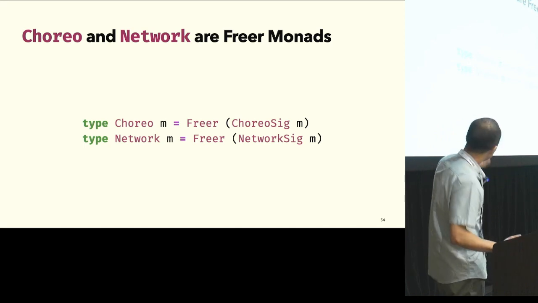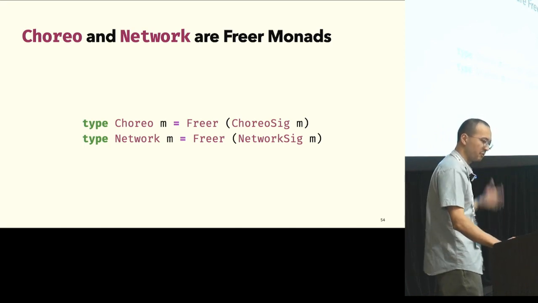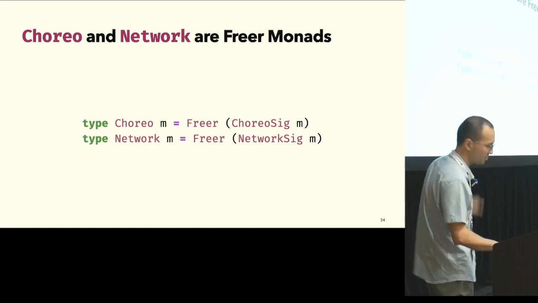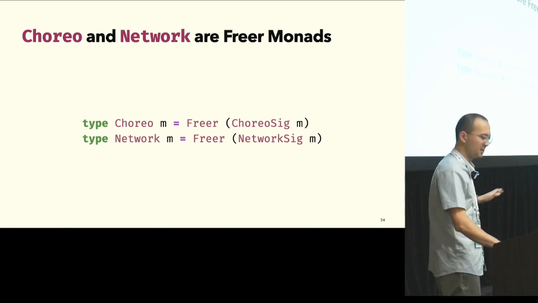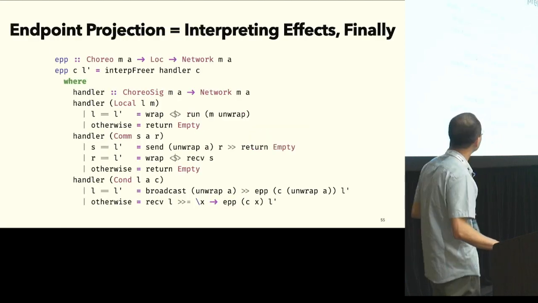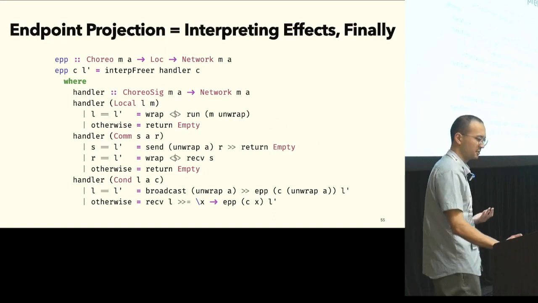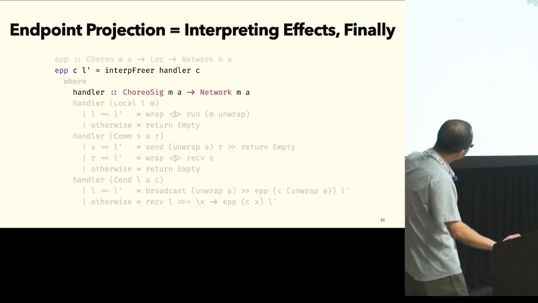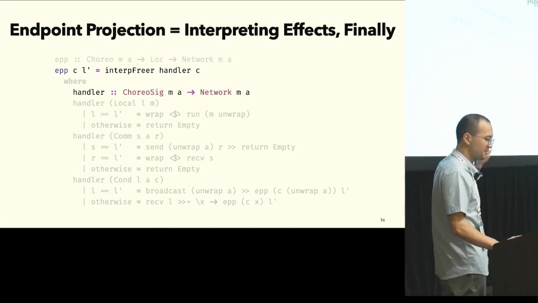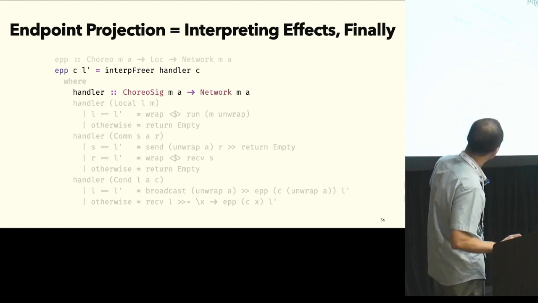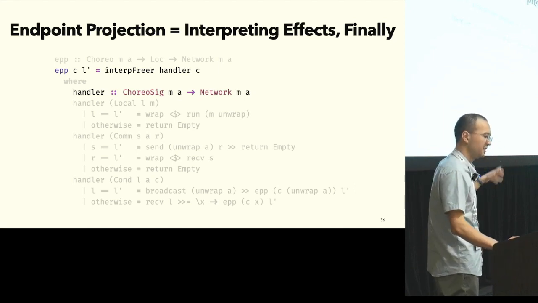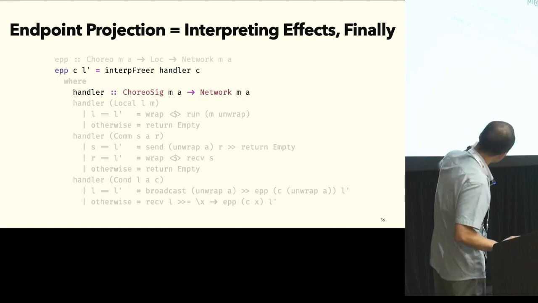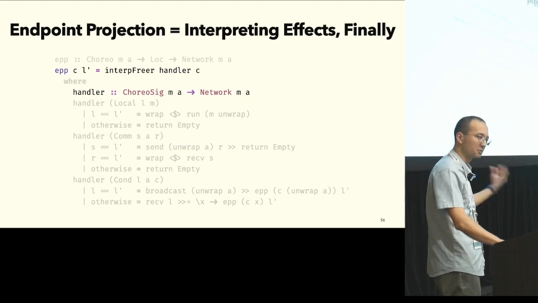So here, Choreo is defined as Freer monads instantiated with the ChoreoSig effect signature, and Network is defined similarly. And with all this definition, now we are finally able to define our endpoint projection as interpreting effects. And I want to draw your attention to these two lines here. So essentially, this endpoint projection function is a call to interpretFreer with a handler that translates the effects in the ChoreoSig effect signature into actions in the Network monad.